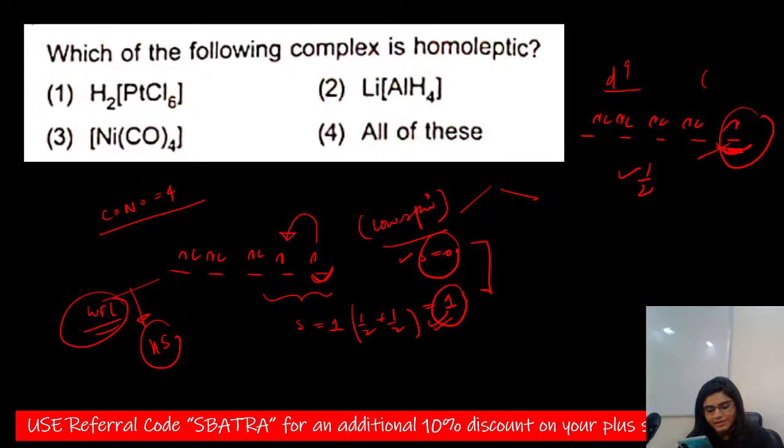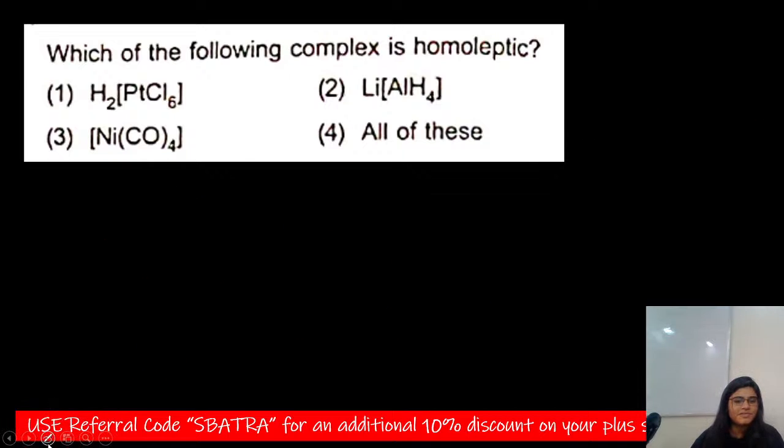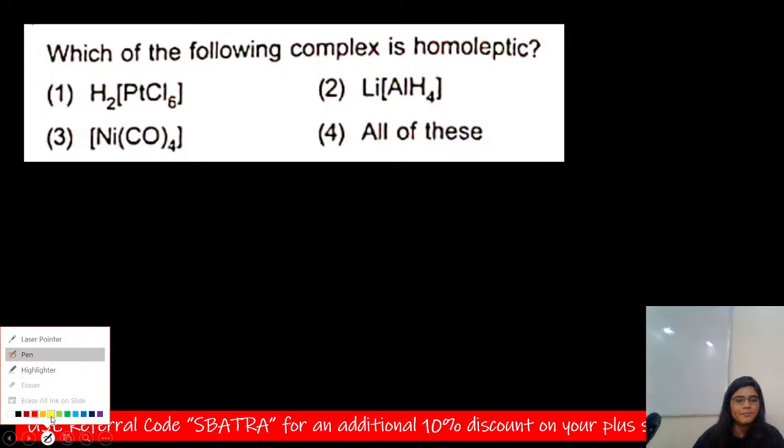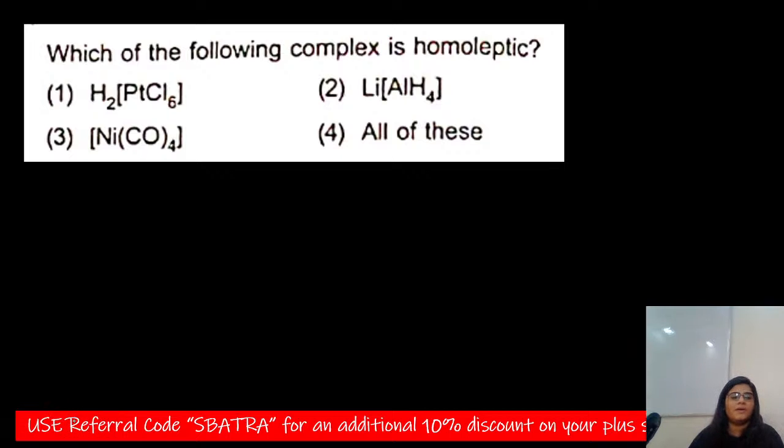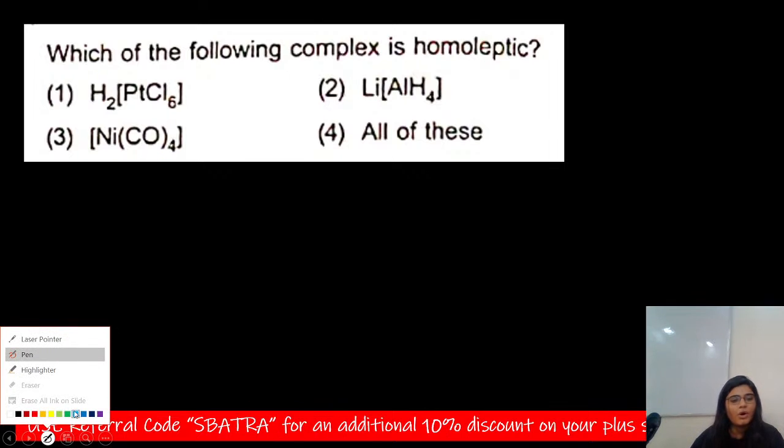Okay, so in the morning session you also asked this doubt, and I explained it over there. Fine. All right, let's get back to this particular question. What we have to discuss over here is the concept of homoleptic. What is homoleptic? A complex in which all the ligands are the same.